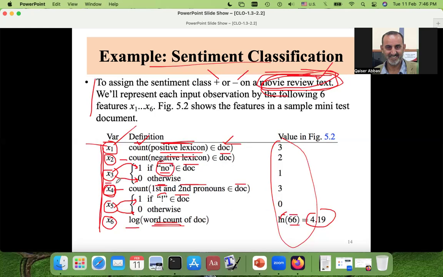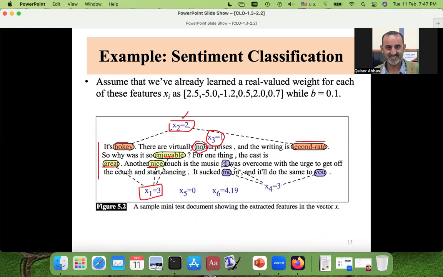Similarly here, X4. First and second person pronouns, count them. Here we will count. So "I", "me" is a form of I, okay? "You" is second person, and this is first. So count them, and it is what? X4 is equal to 3.